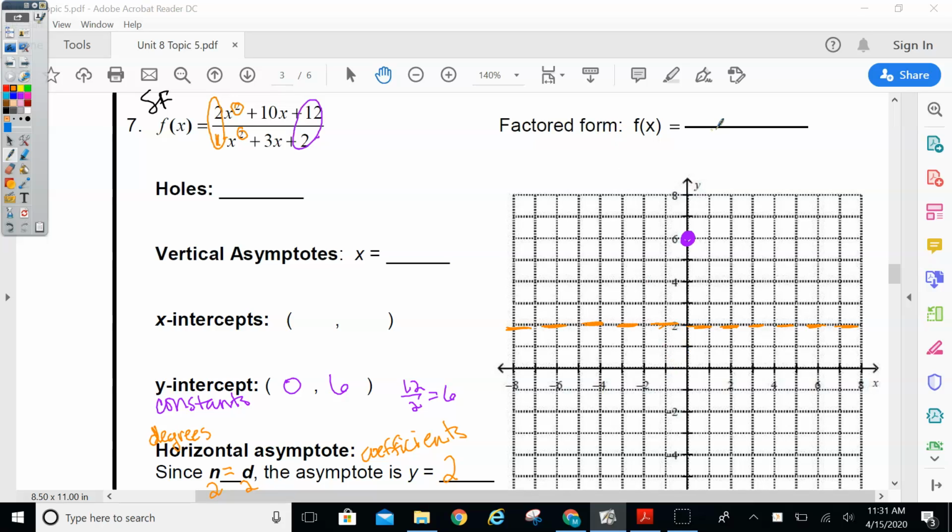Alright, so for factored form, if you look at the numerator, the first thing we see is that the numerator has a GCF, which means everything can be divided by 2.